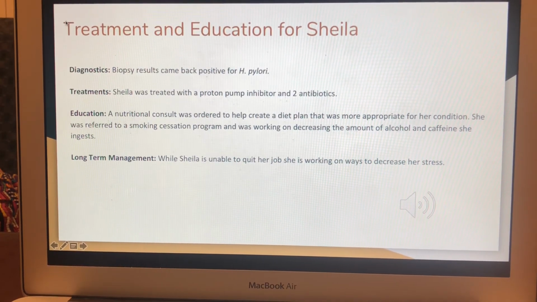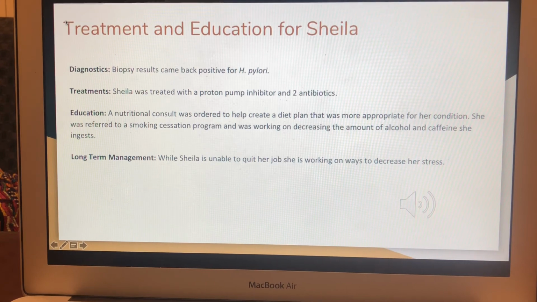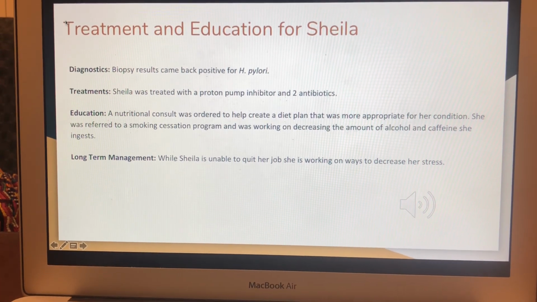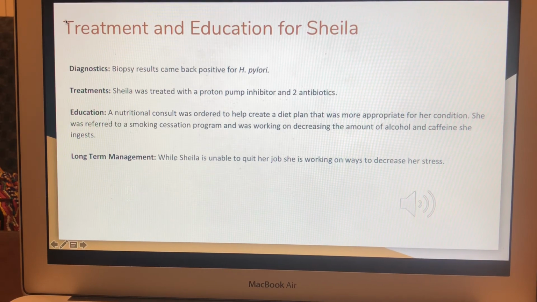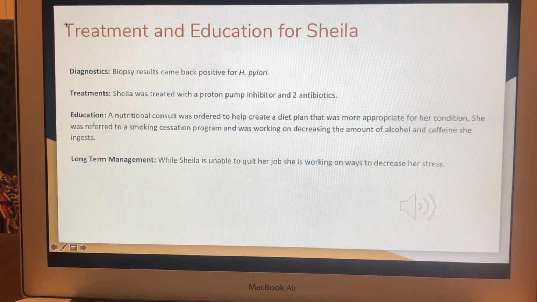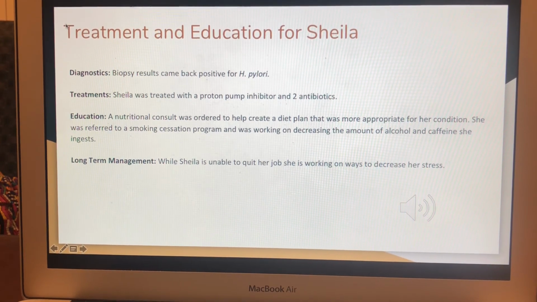In conclusion, our patient Sheila was diagnosed with a peptic ulcer related to an H. pylori infection. Sheila was treated with a proton pump inhibitor and 2 antibiotics. We stressed the importance of finishing the entire course and rechecking to make sure the infection was gone before stopping medications. We then created a long-term management program to help prevent the recurrence of her peptic ulcer.